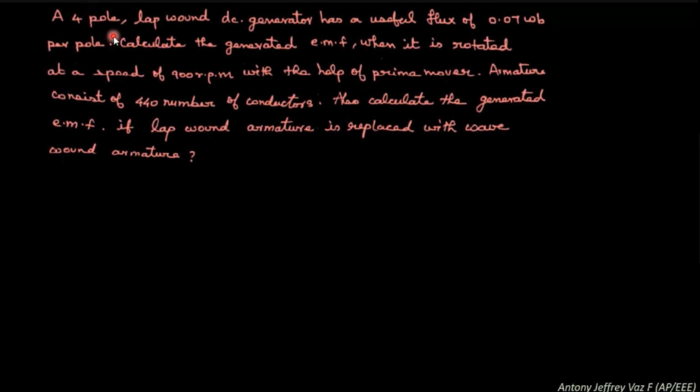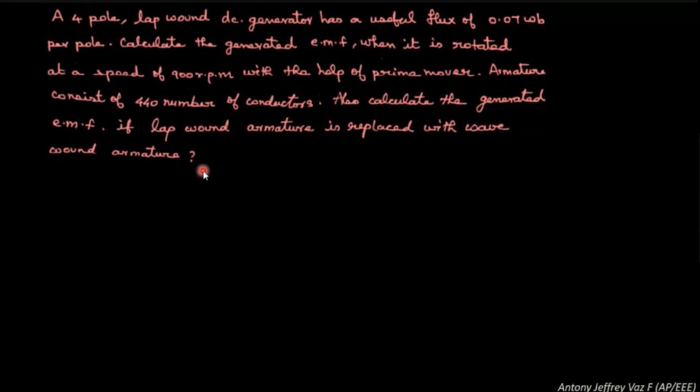A 4-pole lap-wound DC generator has a useful flux of 0.07 Webers per pole. Calculate the generated EMF when it is rotated at a speed of 900 rpm with the help of prime mover. Armature consists of 440 numbers of conductors. Also calculate the generated EMF if lap wound armature is replaced with the wave wound armature.